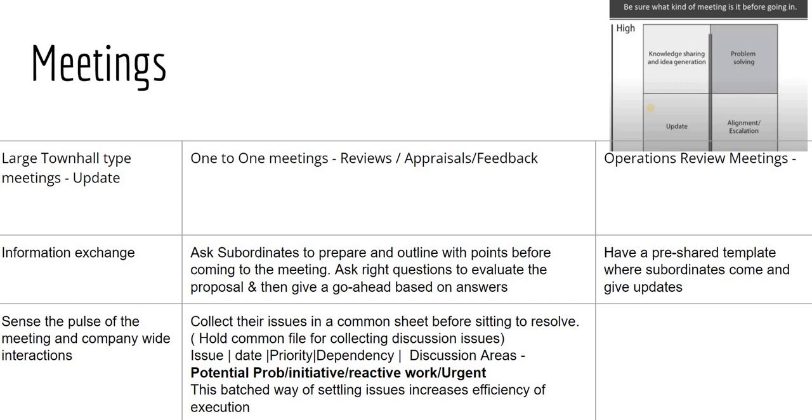What are the typical discussion areas? There you can give a drop down where they can select that it's a potential problem, an initiative, some reactive work, or some other urgency that has come up. It will be very easy for you to prioritize your time, and your subordinates will have to think and give their mind share before coming to you. Only if the problem is really serious, if it really needs some thinking, will they take this step. Otherwise, they will avoid it.